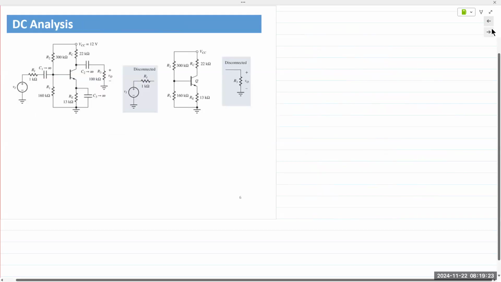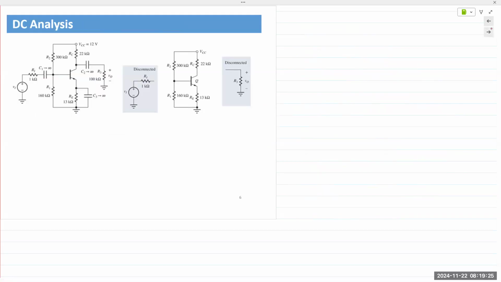So for DC analysis, all we do is we replace all capacitors in the circuit and all inductors in the circuit with their steady state equivalent. Steady state means you're applying DC voltages, DC inputs, and they have reached full charge.